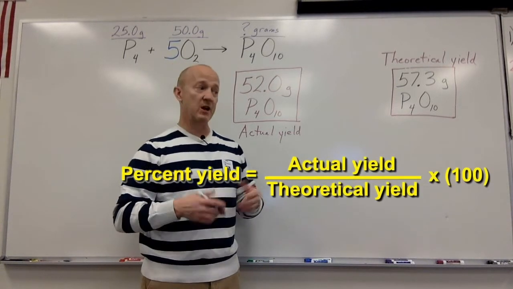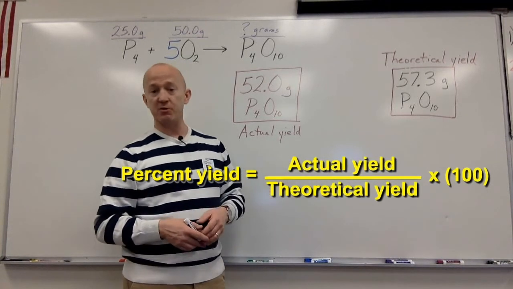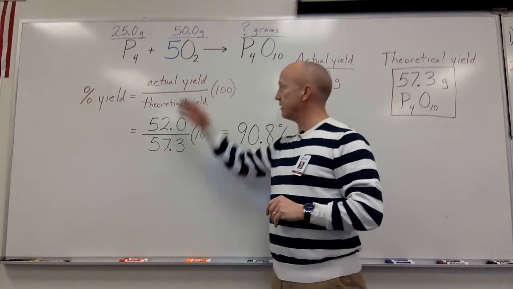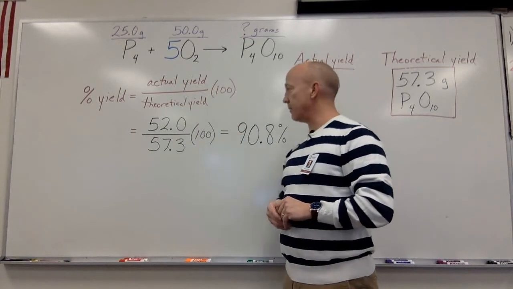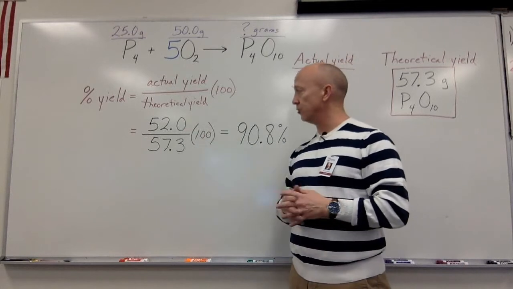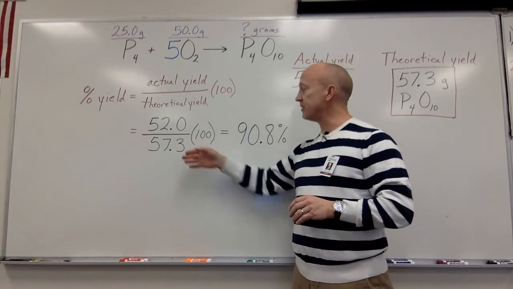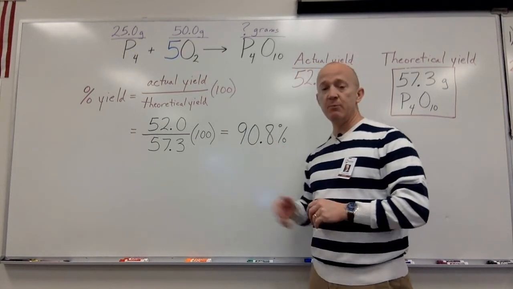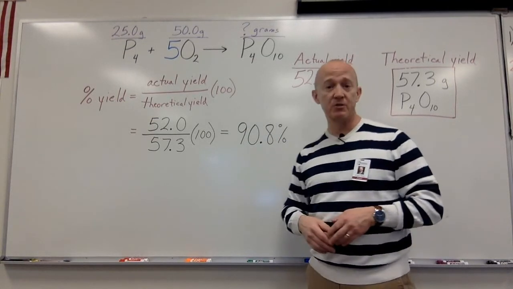Percent yield is simply the ratio of the actual yield to the theoretical yield, and we express it as a percent. So we multiply it by 100. So again, to find the percent yield, we take the actual yield, divide it by the theoretical yield, and multiply it by 100. In our case, we were given an actual yield of 52. We had a theoretical yield, one that we calculated, of 57.3. We multiplied by 100, and we get a value of 90.8%. That means that our real-life reaction was 90.8% efficient.